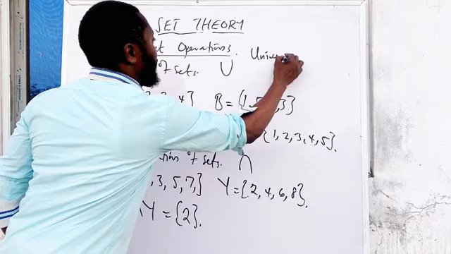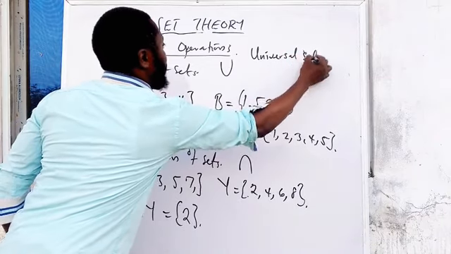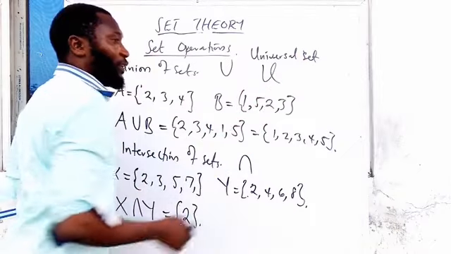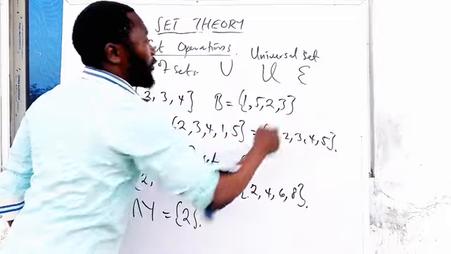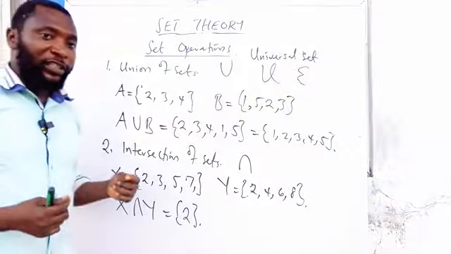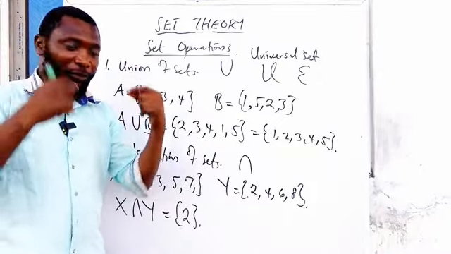Universal sets. Sometimes we use letter U to represent universal set. Sometimes we use this symbol to represent a universal set. So it's the set that contains all other sets under consideration.